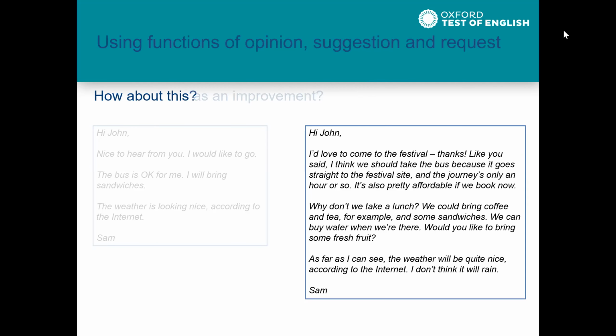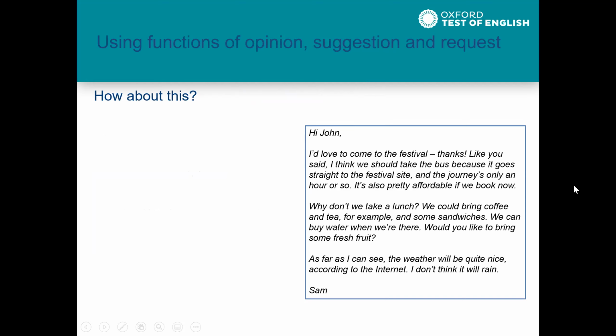"Hi, John. I'd love to come to the festival, thanks. Like you said, I think we should take the bus because it goes straight to the festival site, and the journey's only an hour or so. It's also pretty affordable if we book now. Why don't we take a lunch? We could bring coffee and tea and, for example, some sandwiches. We can buy water when we're there. Would you like to bring some fresh fruit? As far as I can see, the weather will be quite nice, according to the internet. I don't think it will rain."